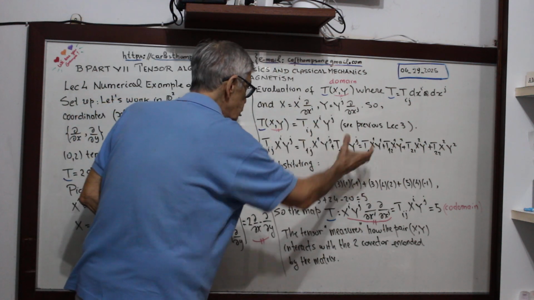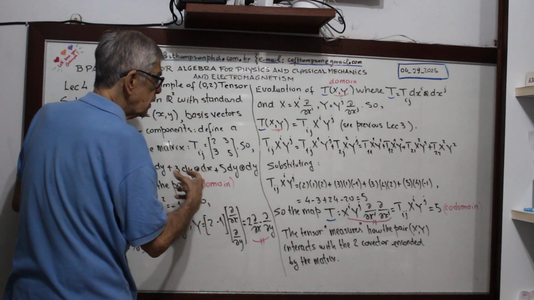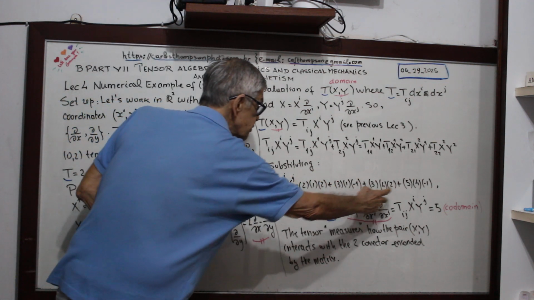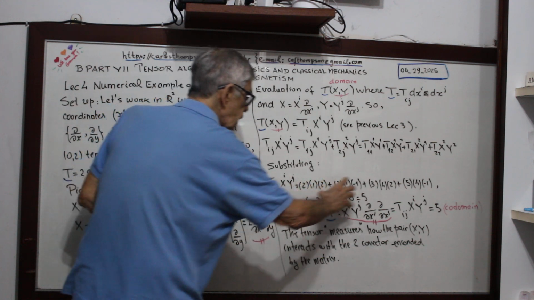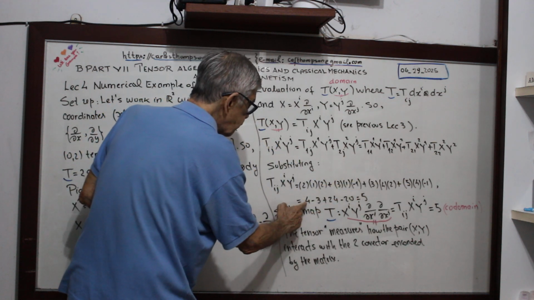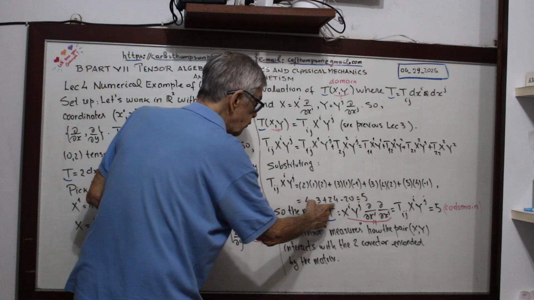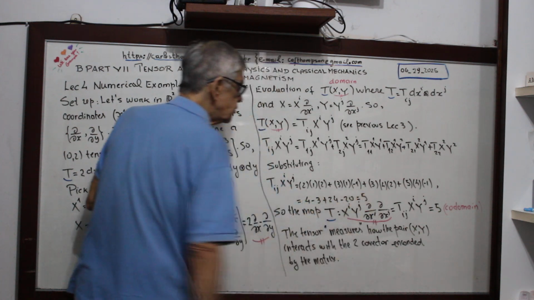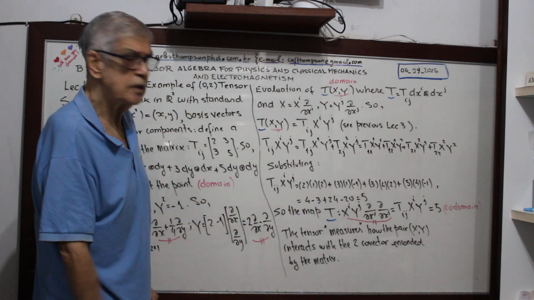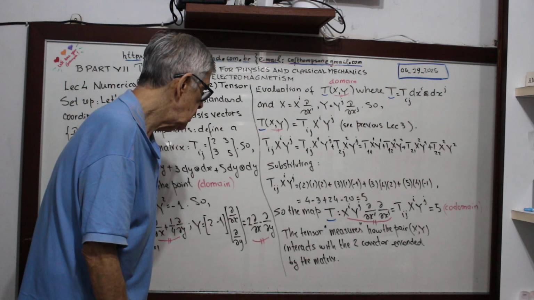Now, substitute what was given. These are numbers, okay? I just multiply this carefully. This is 4 minus 3 plus 24 minus 20. This leads to the codomain value equal to 5.